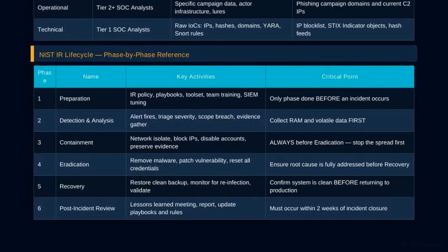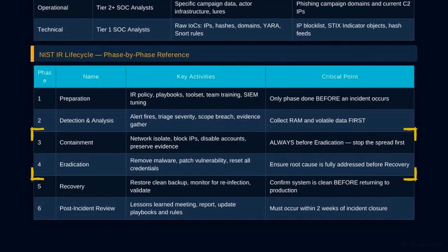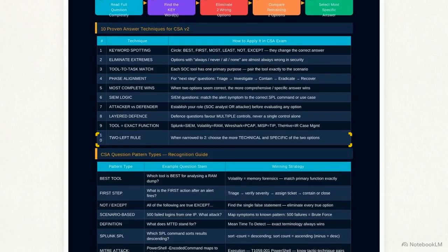You are required to memorize the sequential nature of the NIST IR lifecycle. The most frequent trap requires identifying why Phase 3, containment, happens before Phase 4, eradication. You must stop the spread of an incident before removing the root cause. You will also encounter questions where 2 different multiple-choice options both appear correct. In these cases, apply the 2 left rule to decode how EC Council constructs its options.